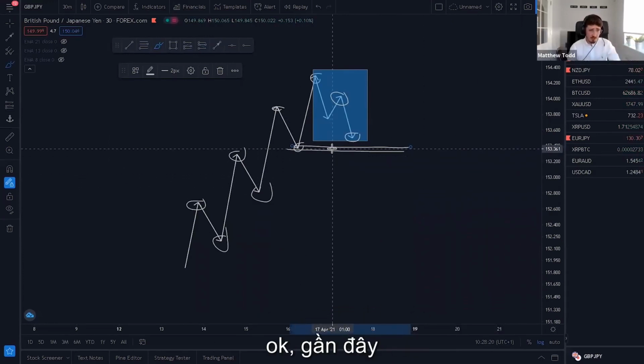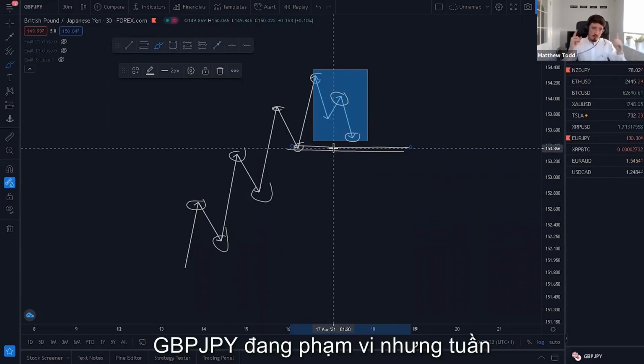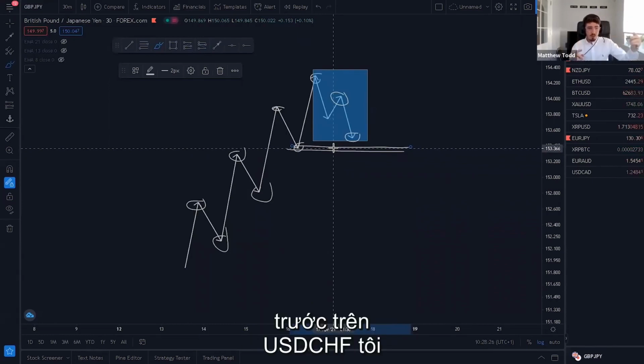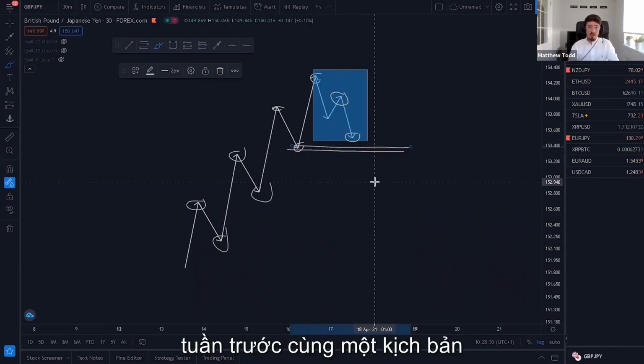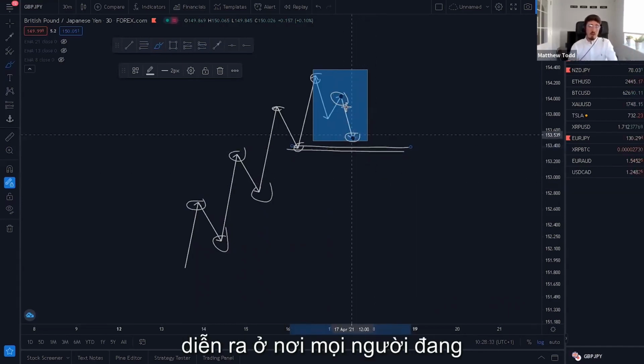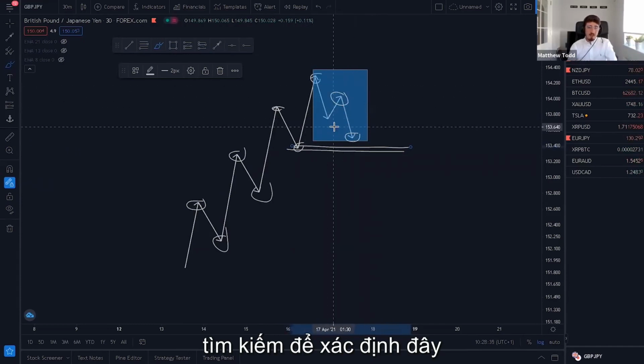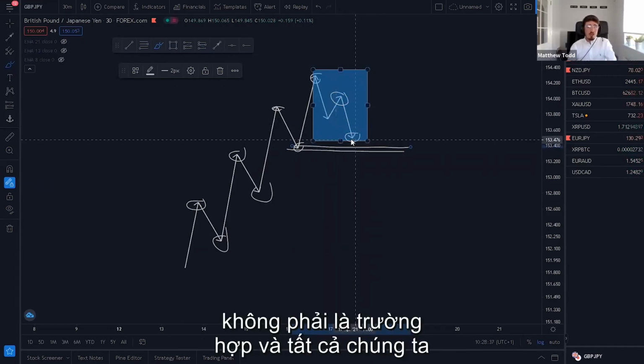There's a number of occasions, quite recently actually, not this week because GJ is ranging, but last week and also in dollar Swiss, I believe last week and 2 weeks ago, where the same scenario played out and people were looking to identify this as a possible downtrend, and that's just not the case.